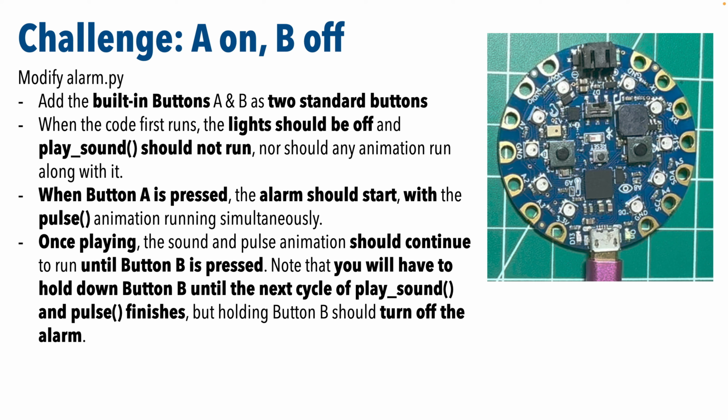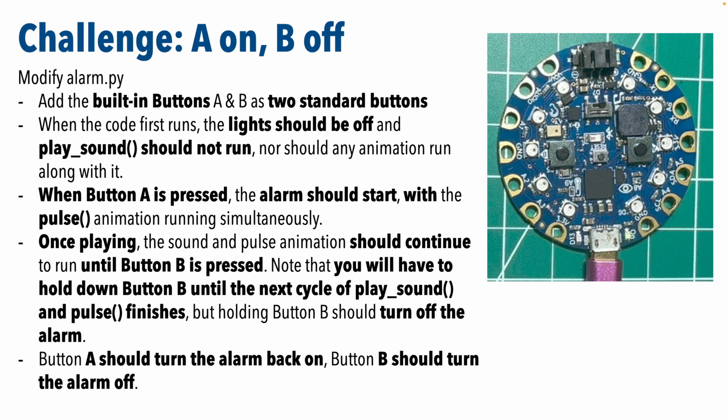Now, one thing to note about setting this up the way that we've learned so far is you'll have to hold down button B until the next cycle of play sound and pulse finishes. But as long as you're holding down button B, it will eventually turn the alarm off. Now, button A should turn the alarm back on, button B should turn the alarm off. That will continue. When you're done, save this as alarm-with-buttons.py, and this video will show you how it should work.